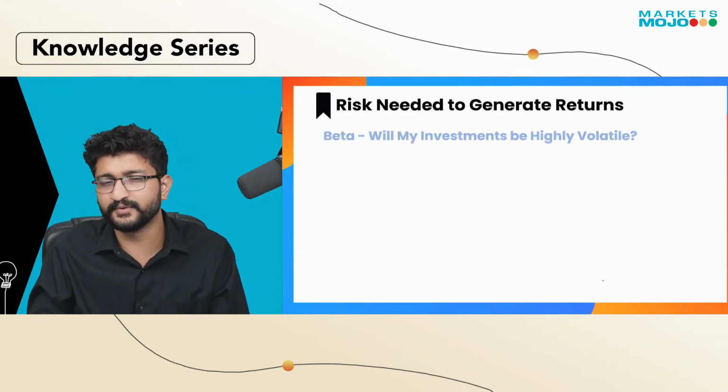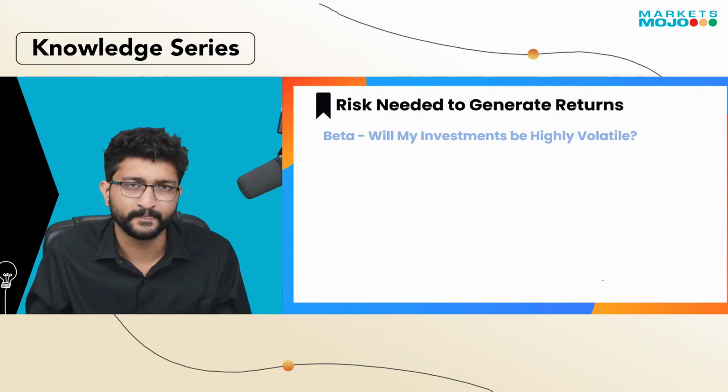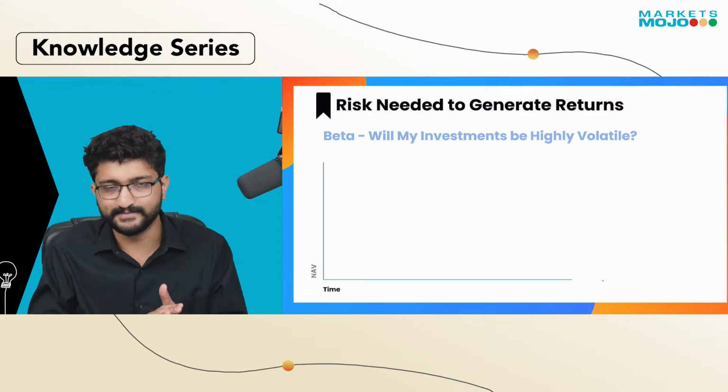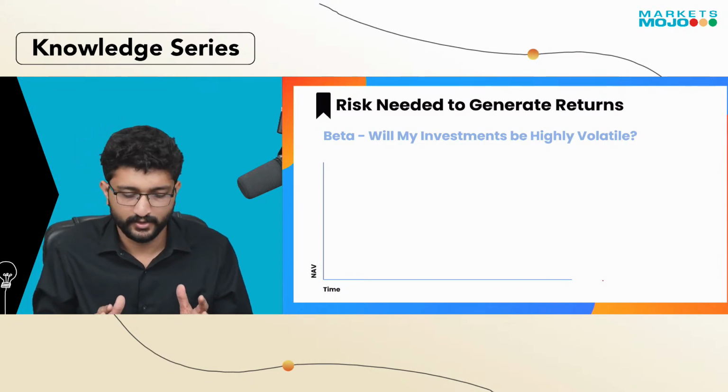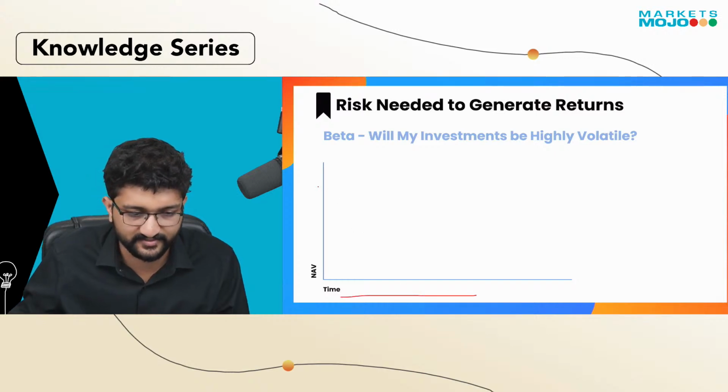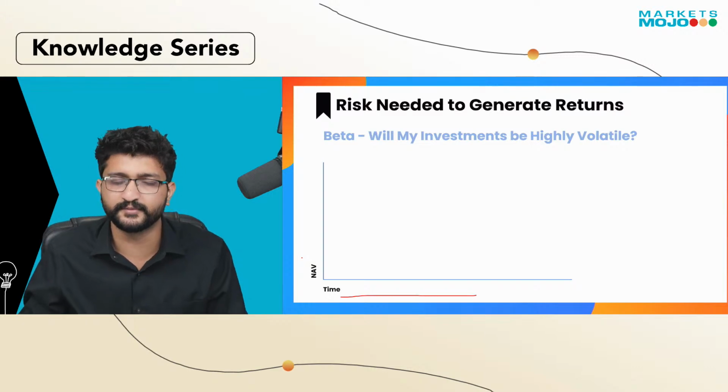So will my investment be, what exactly is this beta? We always refer to it, but what exactly is it? Let's take a simple graph. Down here we have the time period of how the mutual fund scheme trades over a period of time. And this is, let's say, the NAV of the mutual fund, nothing but the net asset value.